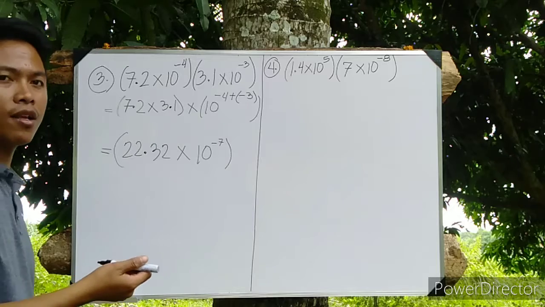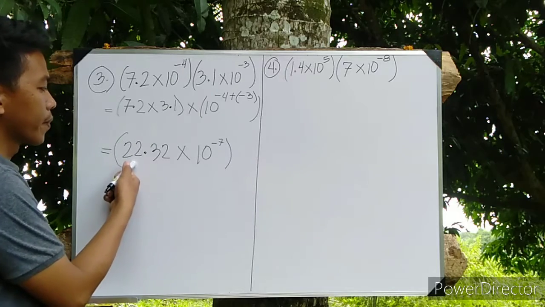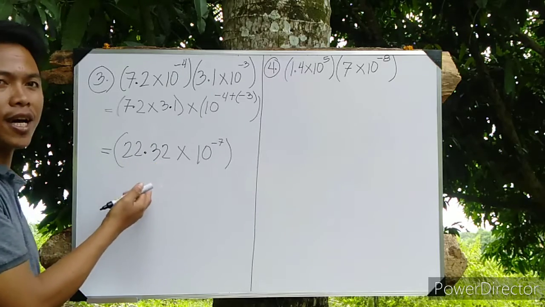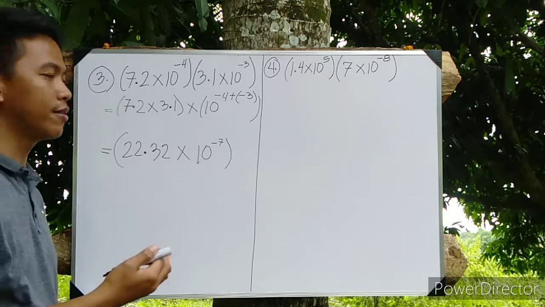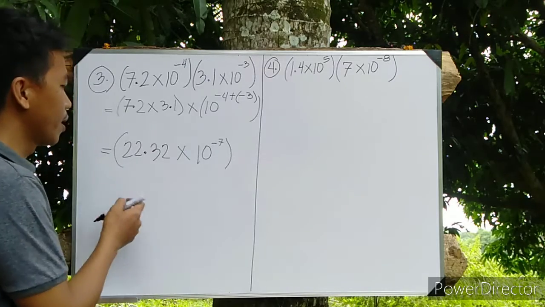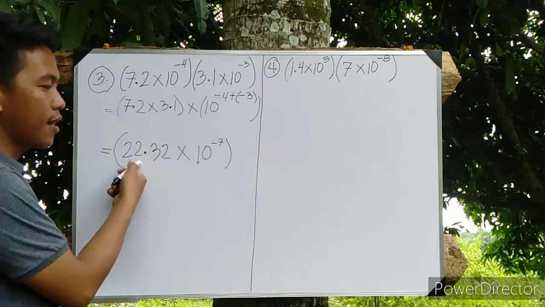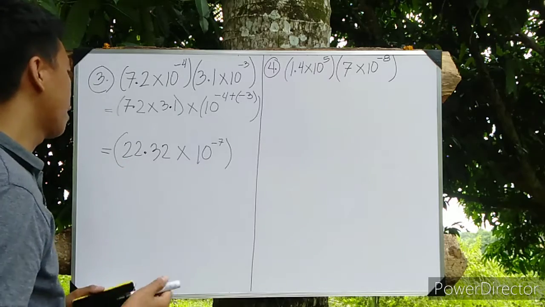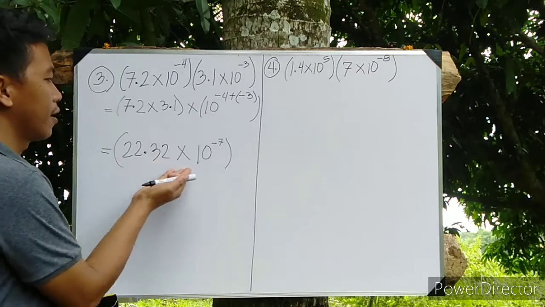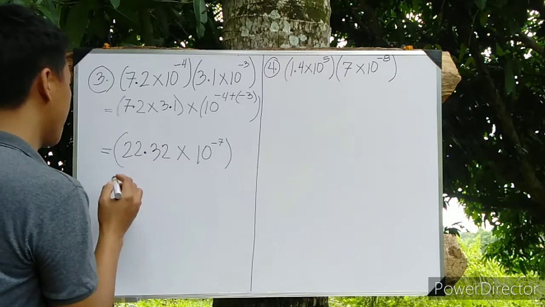So look at the value of A, 22.32, that is more than 10. So it should not be allowed. So before we convert that into less than 10, let me show to you the standard form of this scientific notation.